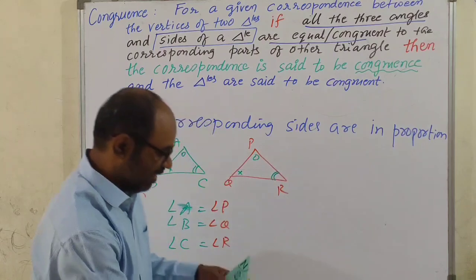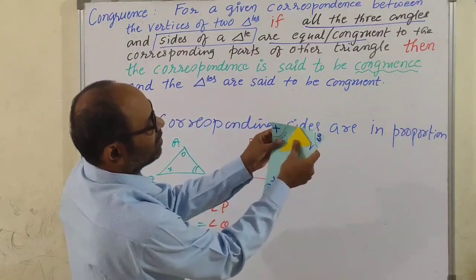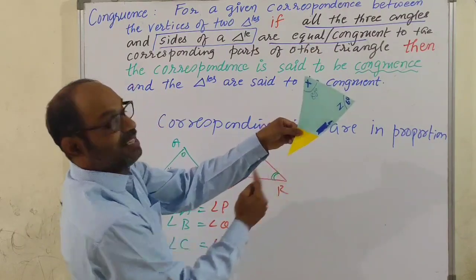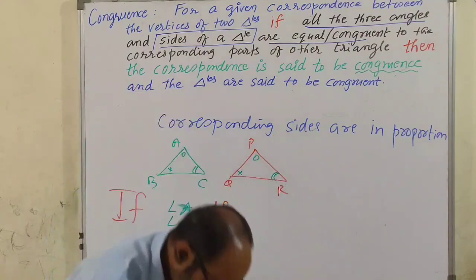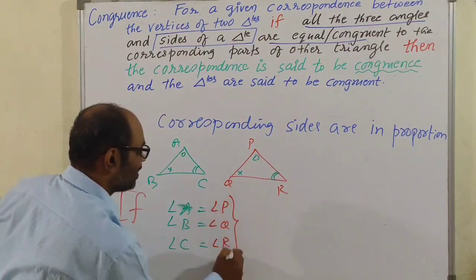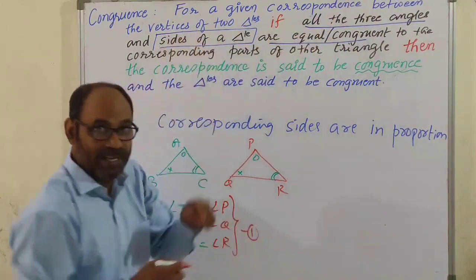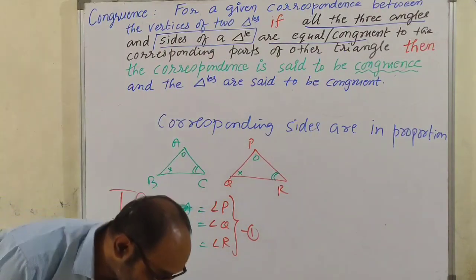Children, we have seen that. See, this one angle, the second corresponding angle, and the third corresponding angle, they are congruent. But the sides, corresponding sides are not congruent. So here, the first condition is this. Your early condition, corresponding angles are congruent. All three corresponding angles are congruent, but not sides. Now, how are the sides?